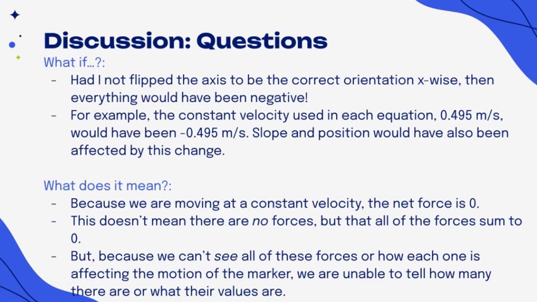Second, is it possible for you to say how many forces are being added together to give 0 net force in the case that you observed? The answer is no. Though net force is 0 due to constant velocity, 0 doesn't mean there aren't any forces, but that all of the forces sum to 0. Though, because we can't see these forces, it is impossible to tell how many there are or their values.